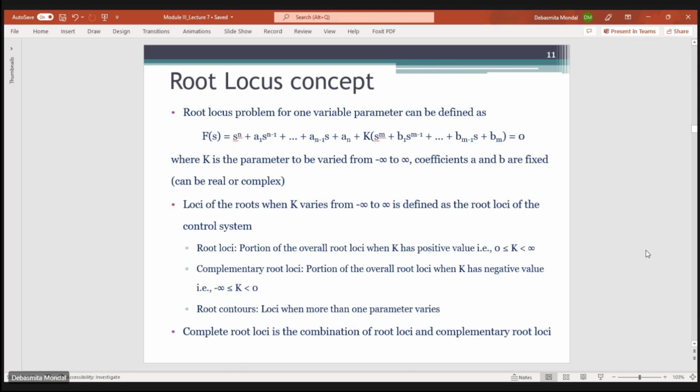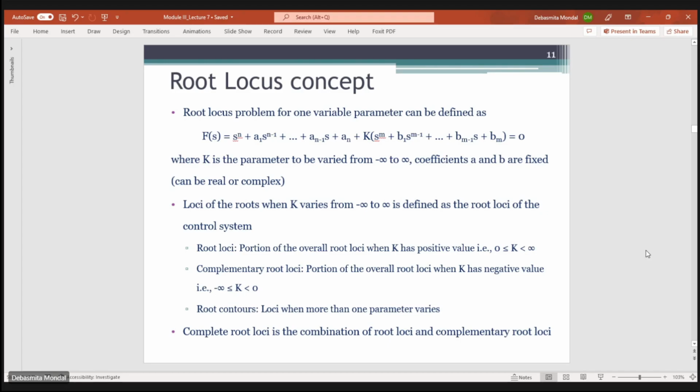Let's say that the goal of the control system designer is to achieve a certain desired performance of the system. For that, the location of the closed loop poles must be adjusted, and they must be adjusted by varying one or more system parameters. The system parameter can be the gain k, or it can be something else also.